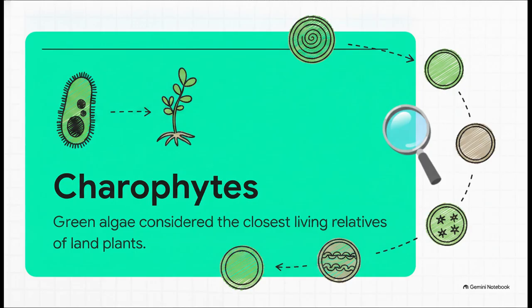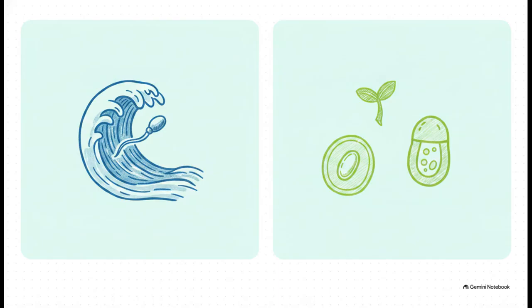When we compare modern plants to charophytes, we see unmistakable biological family ties. I mean, they share very specific traits like their photosynthetic pigments, specifically chlorophyll A and B. They both have cell walls made of cellulose, and they even share similarities in how they store their energy, as starch.